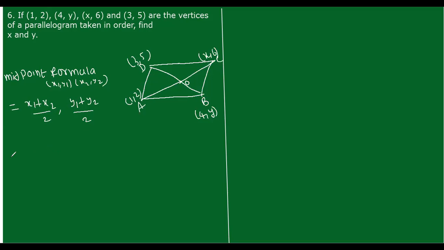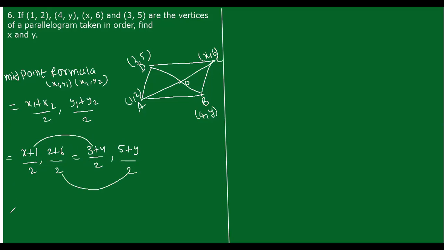The midpoint of AC is (1 plus x, or we can write x plus 1) by 2 and (2 plus 6) by 2. Now we'll take the BD diagonal. It is (3 plus 4) by 2 and (5 plus y) by 2. So we have to equate the x values and the y values.